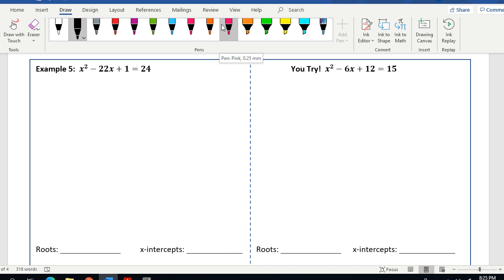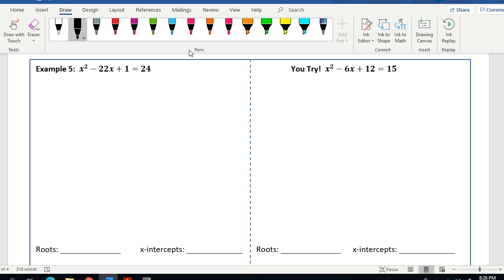All right, last example. Example 5, I have x squared minus 22x plus 1 equals 24. All right, and I can see that I have this equal sign. I have these roots down here, so I'm going to complete the square. So I'm going to change it from standard to vertex form so that I can solve by the square root method. Before I can even start doing that, I have to make sure that all my terms are on the same side of the equal sign and are in standard form.